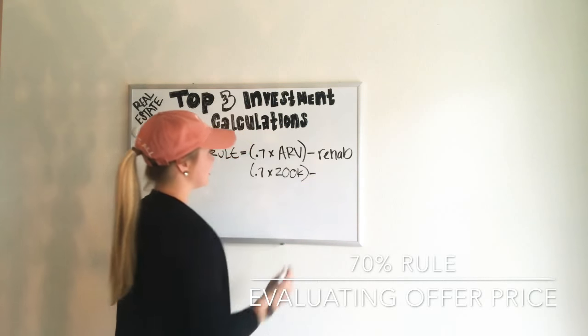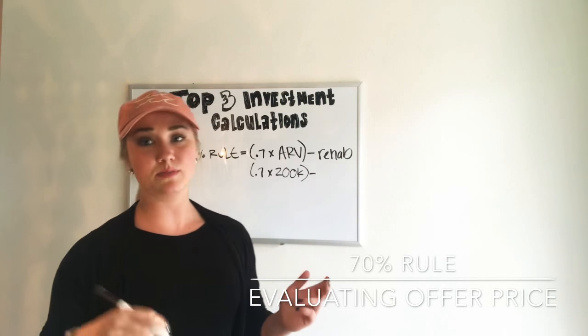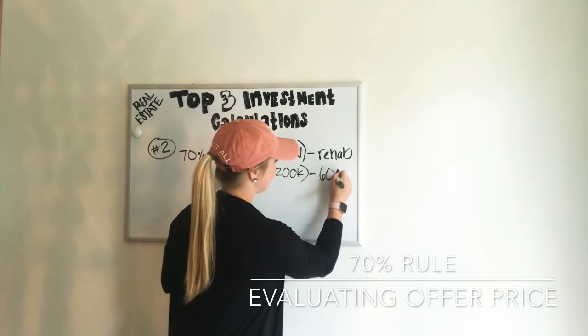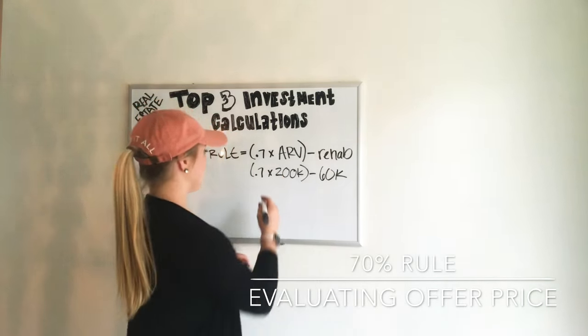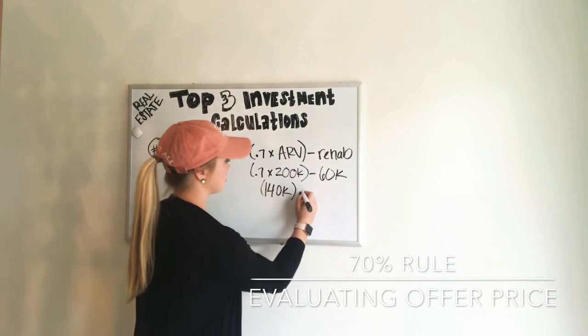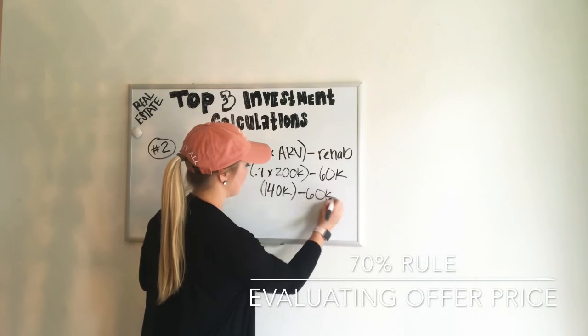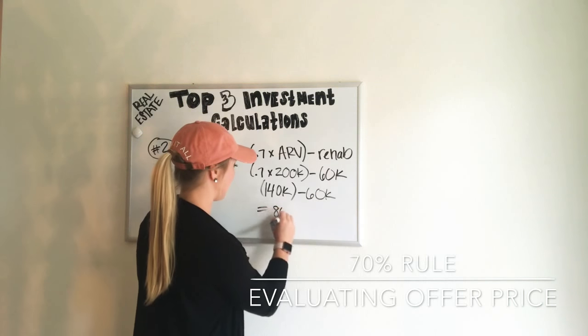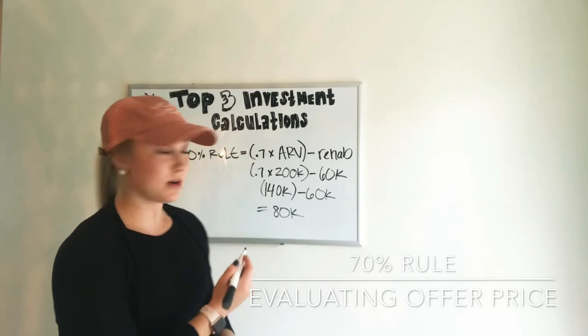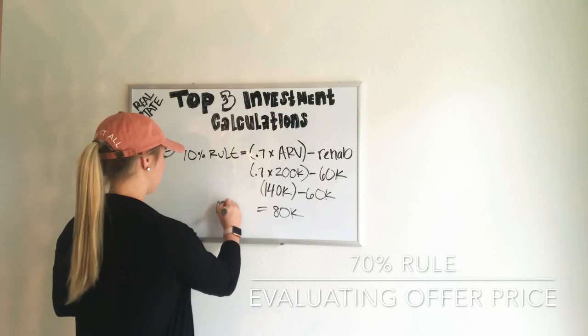Boom. Let's say we expect our rehab to be $60,000 to make it look fresh. So 0.7 times 200 is 140. 140,000, subtract 60K. That's going to equal $80,000. This right here, my friends, should be the price that you offer.